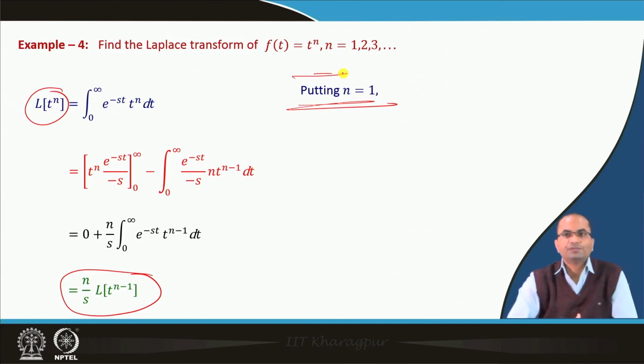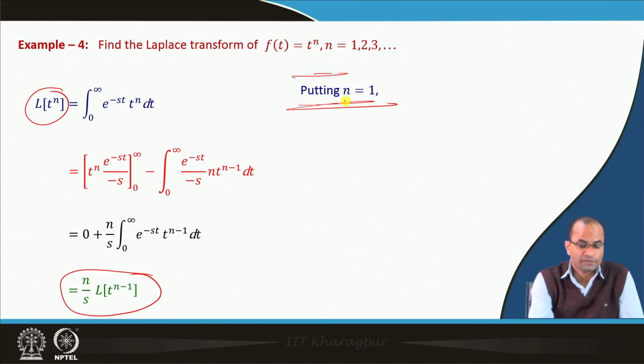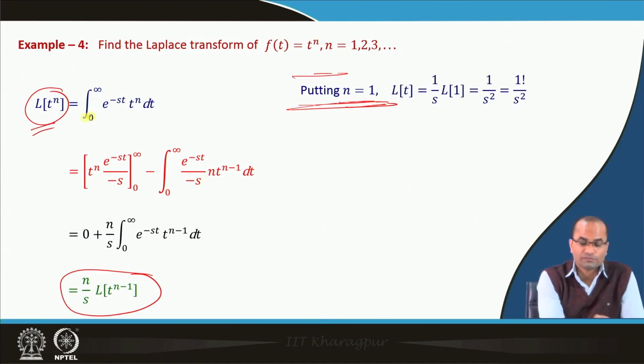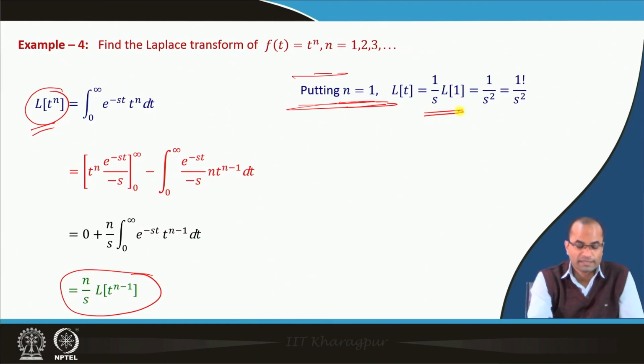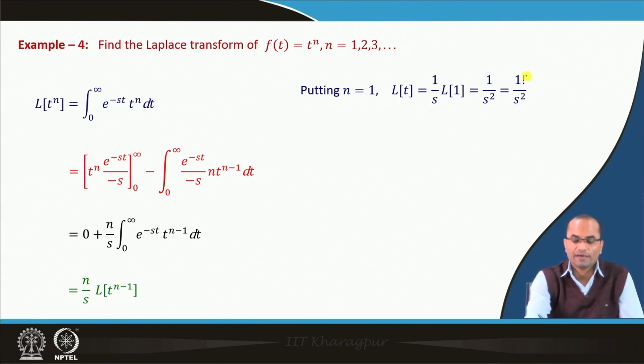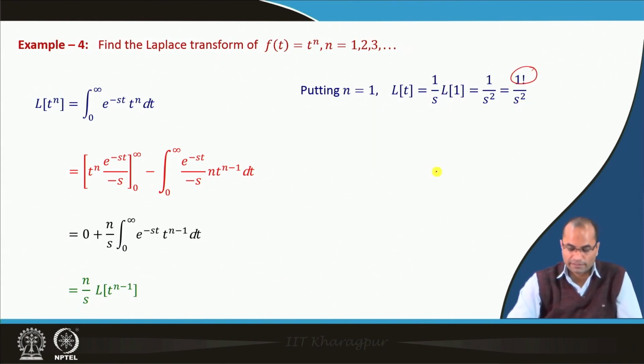Here we will now use the induction principle. When we take n equal to 1, that means Laplace of t is 1 over s times the Laplace of 1. The Laplace of 1, we know the result, that was 1 over s. So, we got 1 over s square, which can be written as factorial 1 over s square, where factorial 1 is 1. Why we have written factorial, that will be clear in the next step.